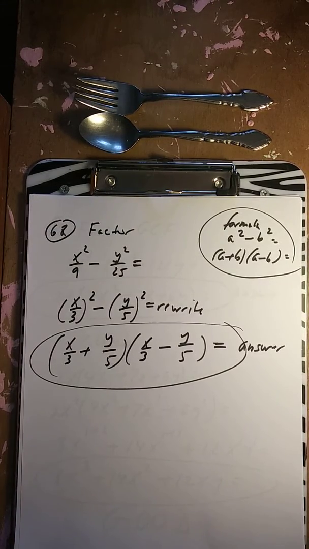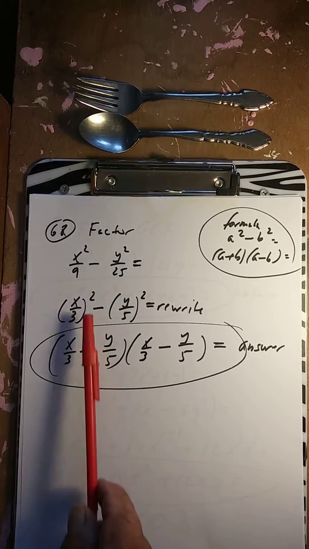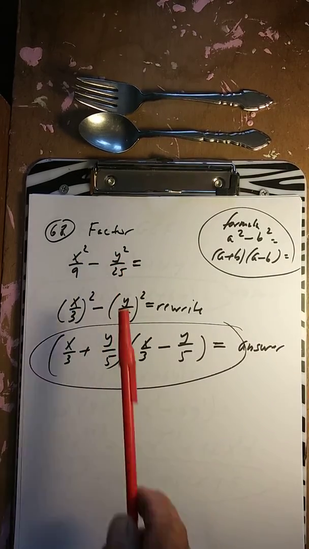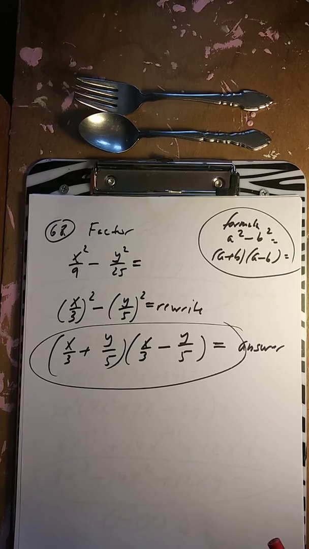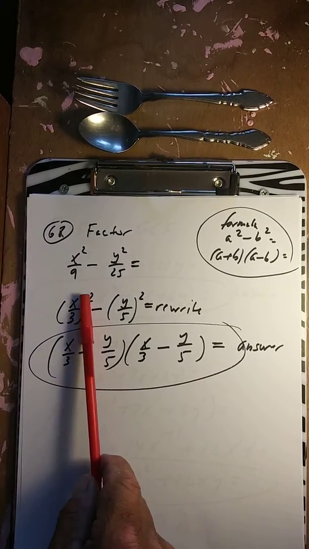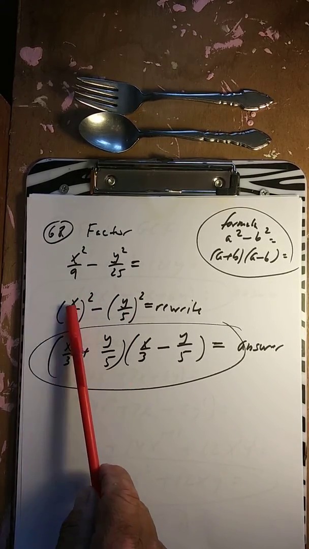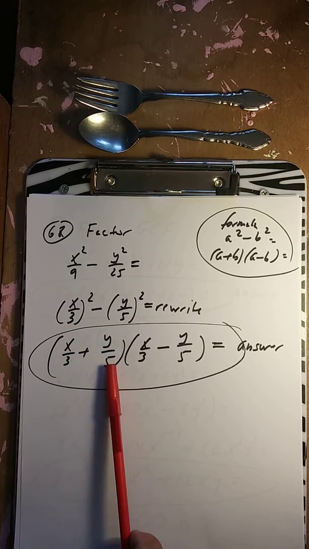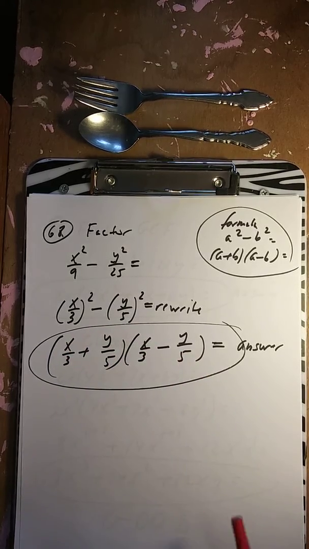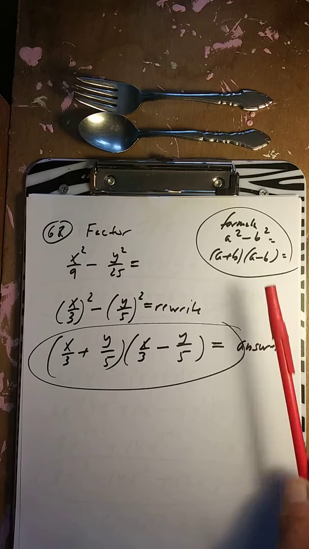Alright, this one, we have x squared over 9 minus y squared over 25. So what we're going to do is rewrite it, x over 3 squared minus y over 5 squared, which is going to be x over 3 plus y over 5, x over 3 minus y over 5. A squared minus b squared equals a plus b, a minus b.